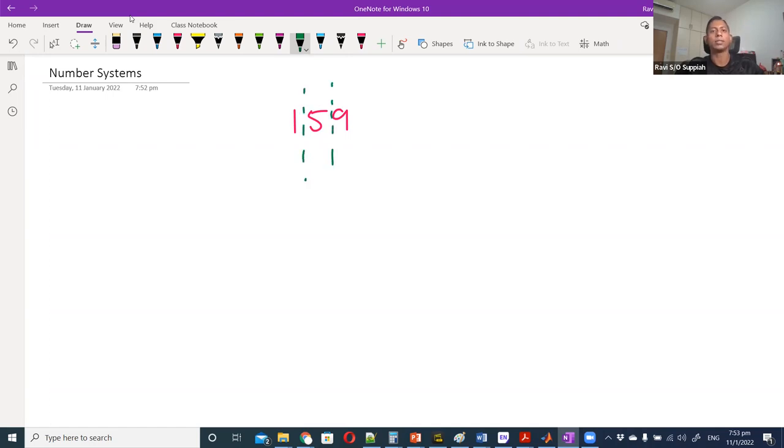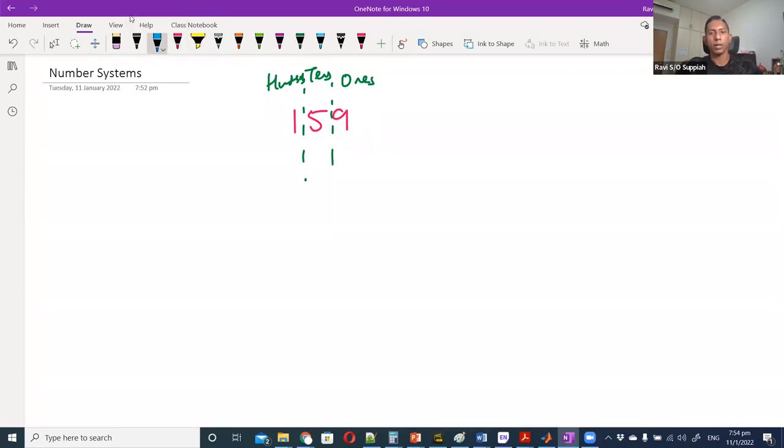We are told that this is the ones bit. This is the tens bit. This is the hundreds bit, and so on. Correct? So this is what we have been taught. So ones, tens, hundreds, thousands, and so on, correct? Now, these ones, tens, and hundreds are actually what? It's actually a weighted position. Why is it a weighted position?